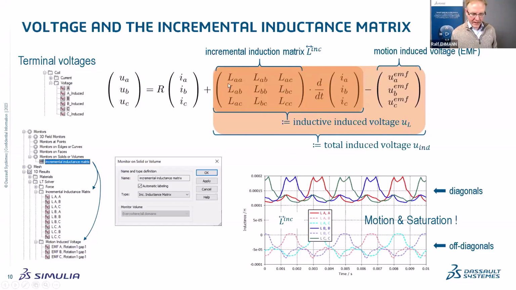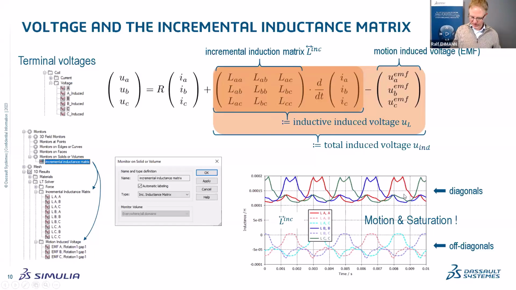So the interesting thing is that both the incremental inductance matrix and the motion-induced voltage are results you define a monitor for. So there are built-in monitors in CST, in 2D and in 3D. You just define an incremental inductance matrix, and then you get these two quantities. So the complete matrix and the motion-induced voltage.